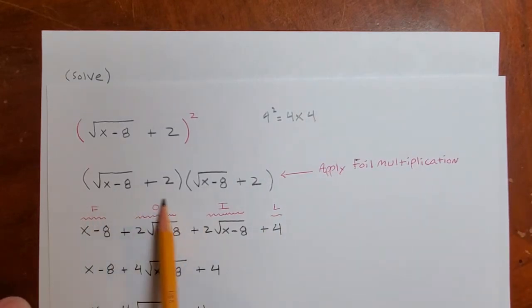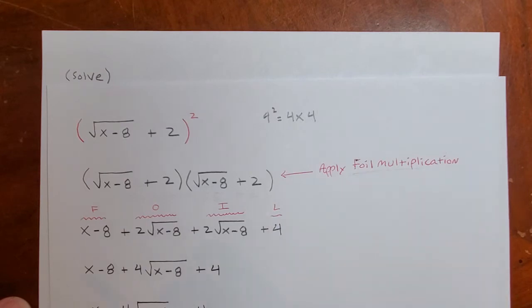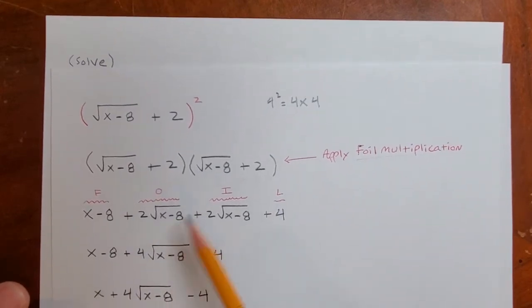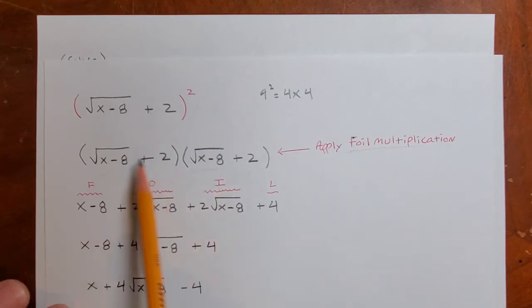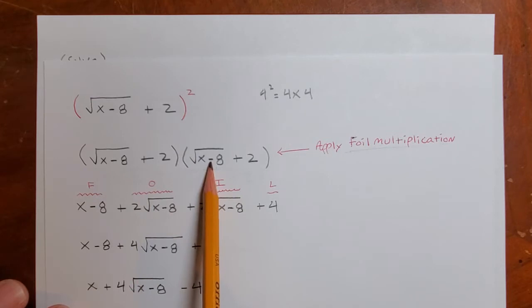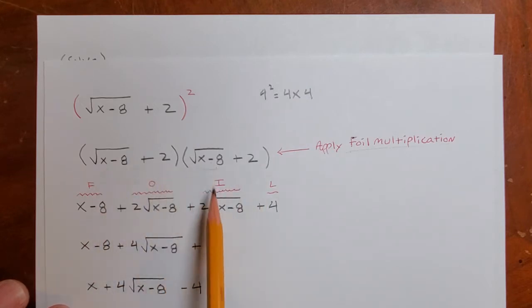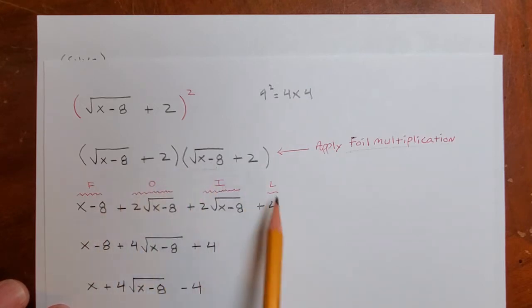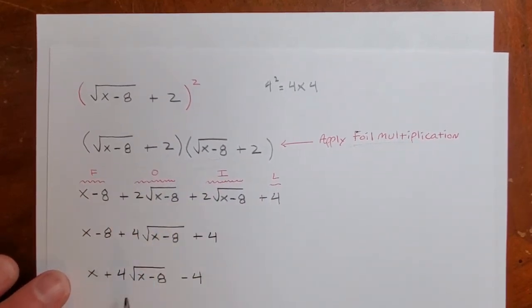Well, then how do you do that? Well, we have a technique for that, FOIL multiplication. So let's try it out. Root x minus 8 times root x minus 8. Well, that's like squaring a square root. We'll cancel the square root. So we'll get x minus 8. Then we'll get 2 times root x minus 8. Then we'll get 2 times root x minus 8. Then we'll get 2 times 2, 4. First, outside, inside, last.